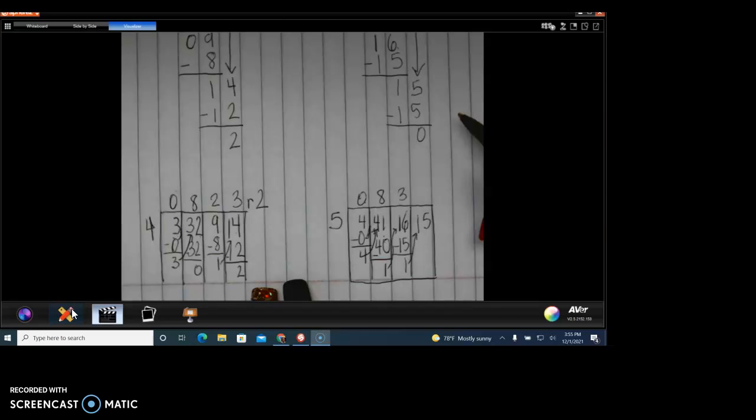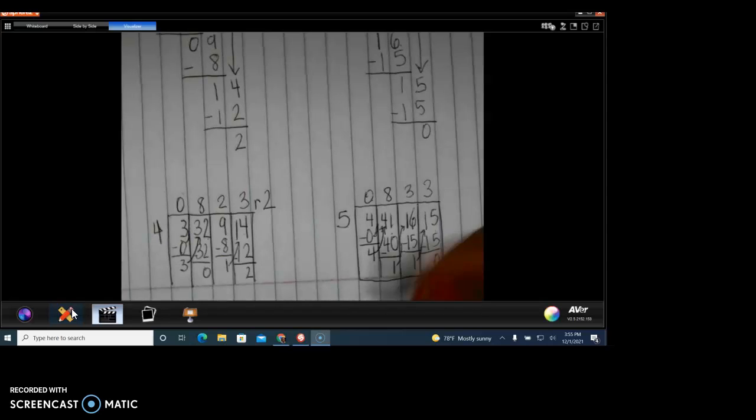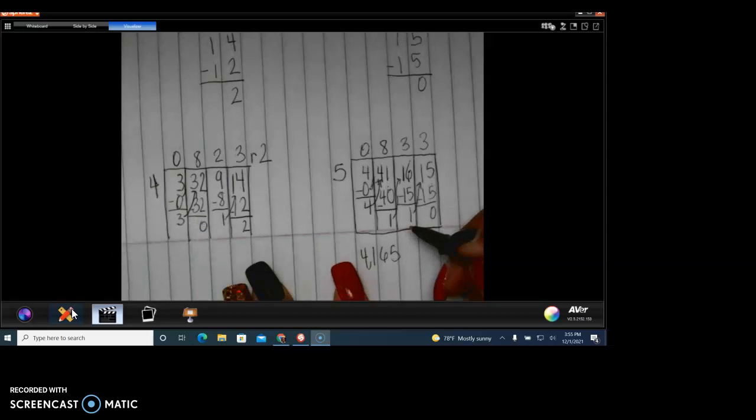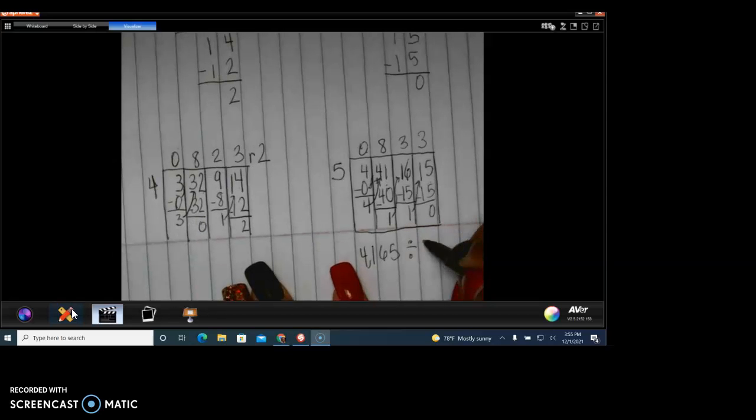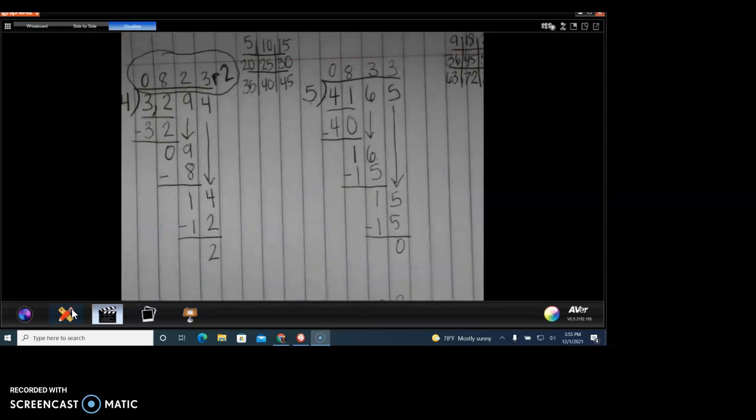Okay. 5 into 15 is 3 times. 3 times 5 is 15. I'm left with 0. There is no remainder. The answer for 4,165 divided by 5 is just 833. Same answer we got with the long division way.